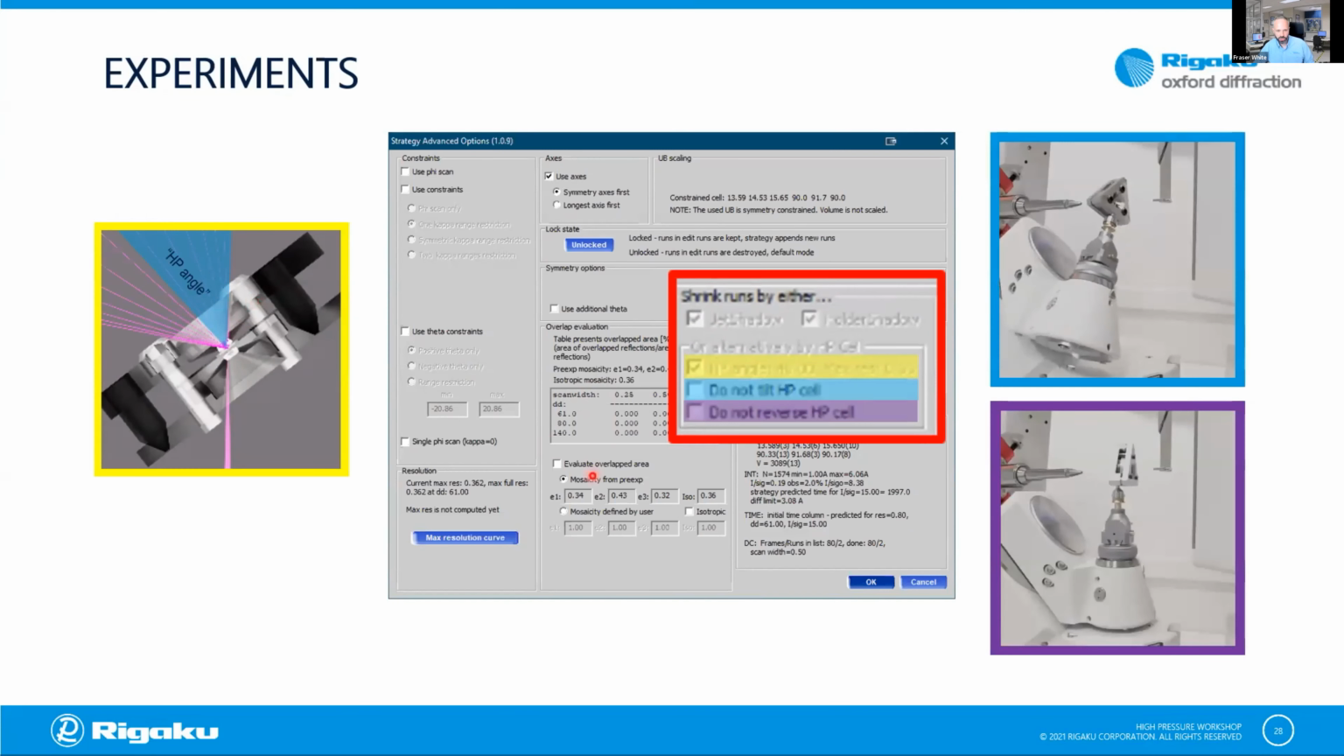And we also have two situations that we can account for in the strategy as well. So one is to not tilt the cell. So that means moving it too much like this. If it's a very heavy cell, that can cause it to sag out of the beam. Or maybe you have some external apparatus connected to it which prevents you from moving it like this. And the other one is to not reverse the cell, which is this motion here. So again, if you have some gas membrane cell, for instance, you don't want this type of motion to be happening necessarily.